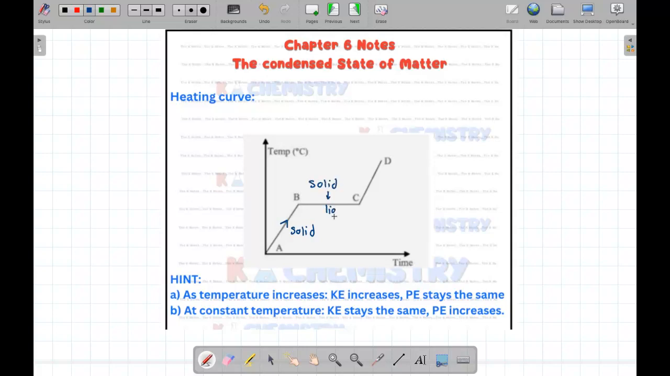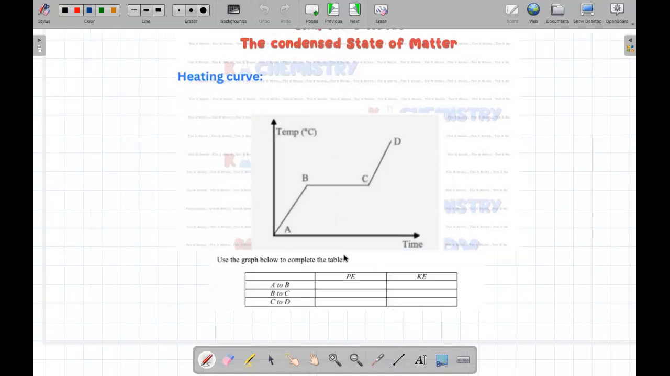So you have two phases here. So you have two different potential energies while the kinetic energy stays the same. This is because the energy that was stored from the kinetic energy is now helping to break the bonds from the solid into liquid and change the state. So again, say what happens from A to B. You are in the same phase. You are still solid. So the potential energy is the same, but the kinetic energy is increasing.